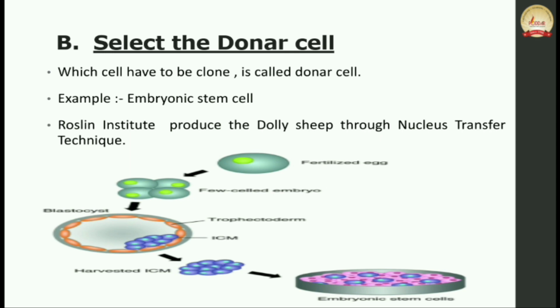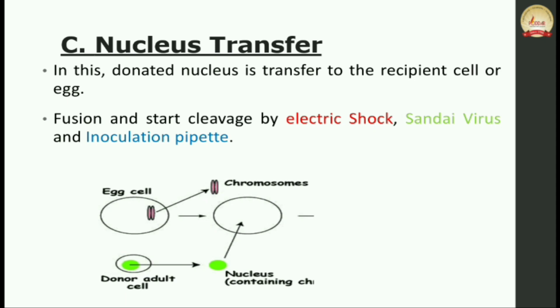These embryonic stem cells are transferred into the enucleated egg cell. This process is called nucleus transfer. The third process is nucleus transfer. In this, the donor nucleus is transferred to the recipient cell or egg. The fusion and the start of cleavage of both are triggered by electric shock, Sendai virus, and maybe the enucleation pipette. We can understand by the diagram. Here the egg cell and its chromosomes are removed, and only the plasma remains.